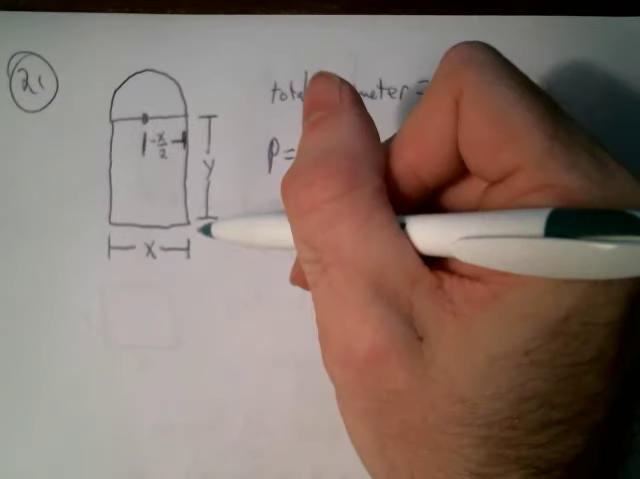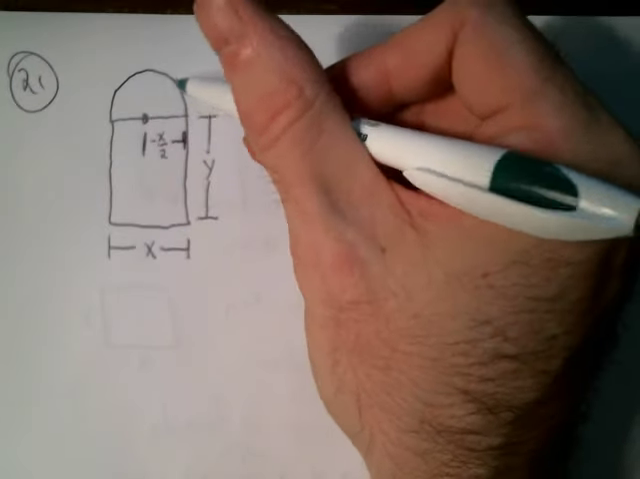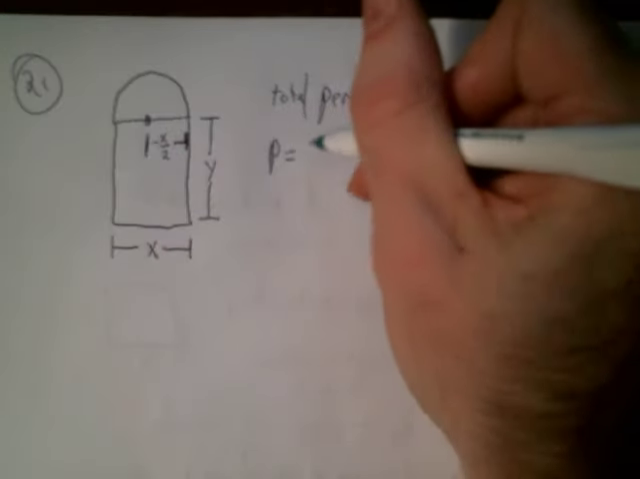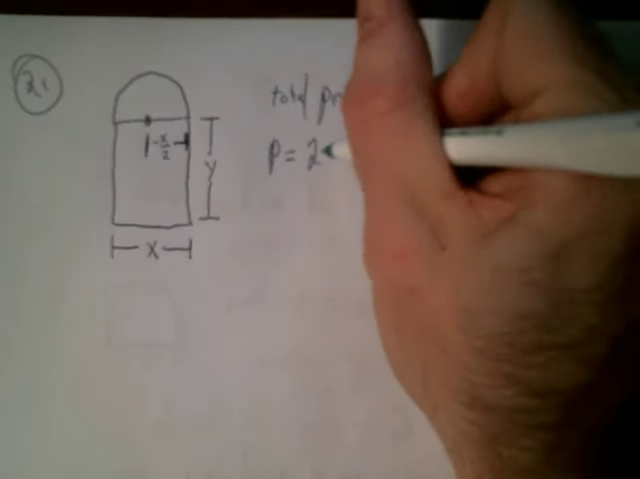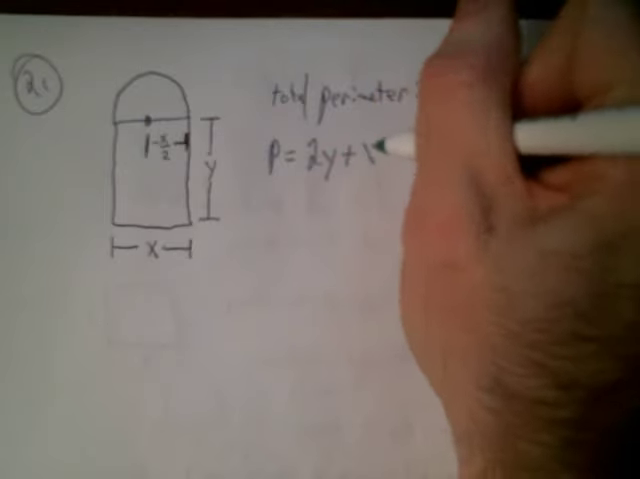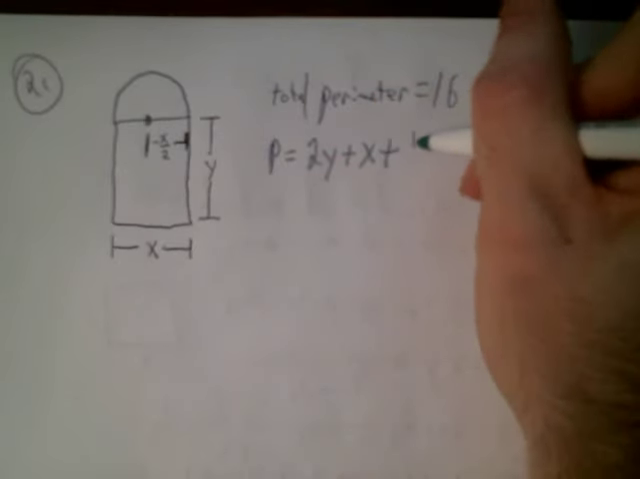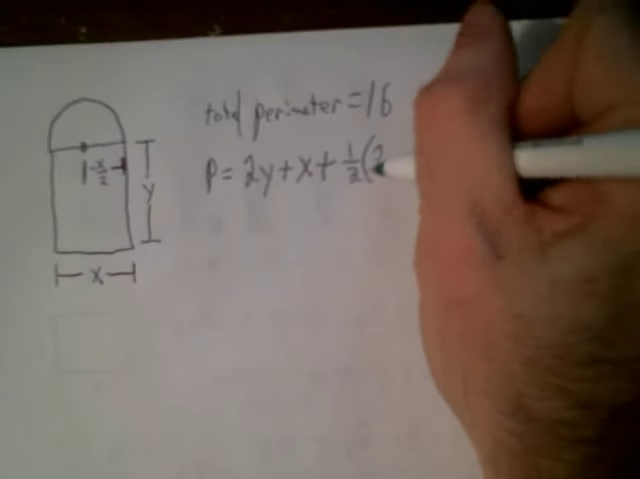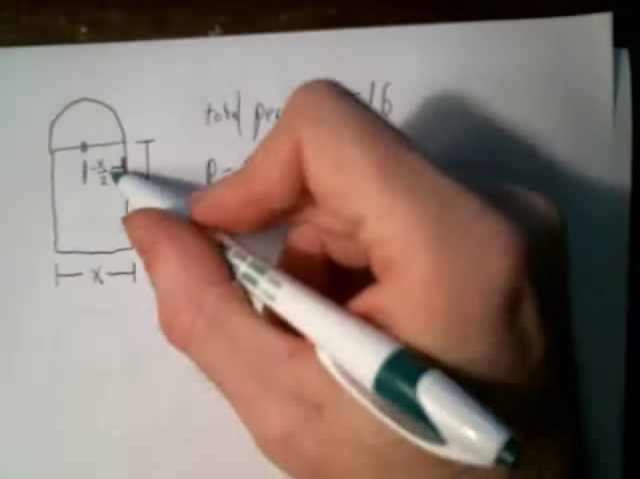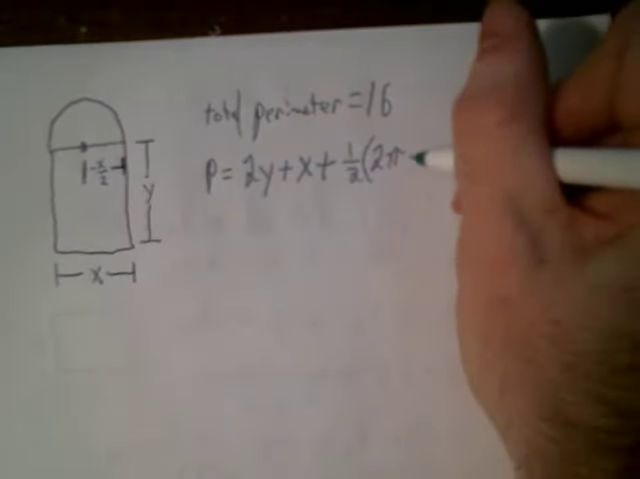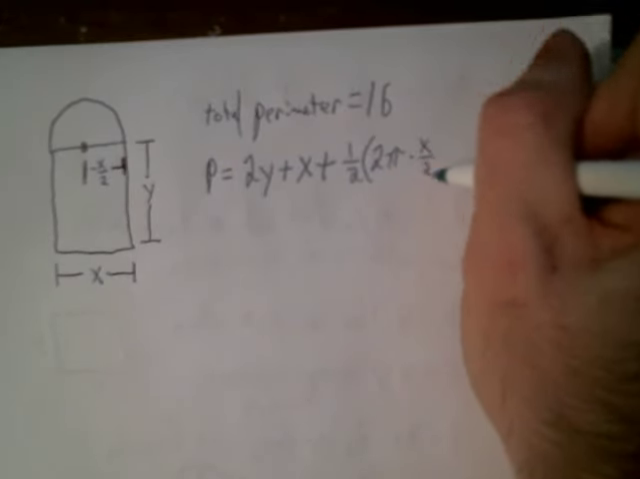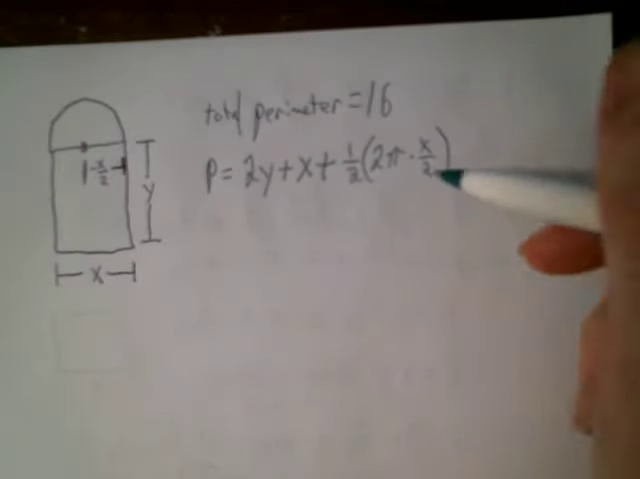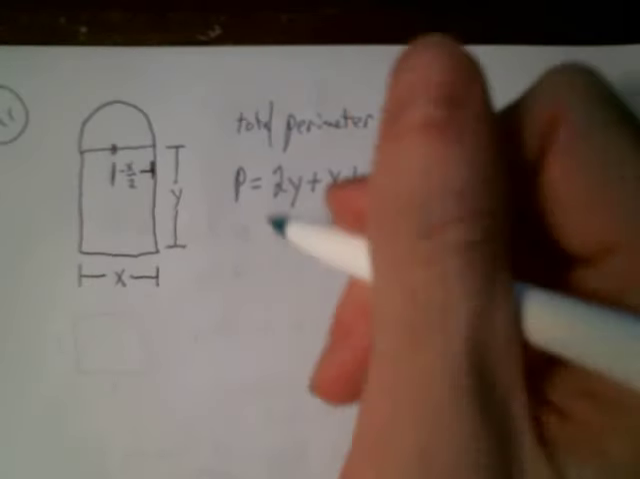So I'll have 1x, 1y, and then half the circumference of a circle, and then another y. Okay? So I'll have 2 y's, 1x, and then 1/2 the circumference of that circle. The circumference is 2 pi r, so 1/2 times 2 pi, and the radius we said is x over 2, so times x over 2. We know that this thing equals 16. That gives us our constraint equation.